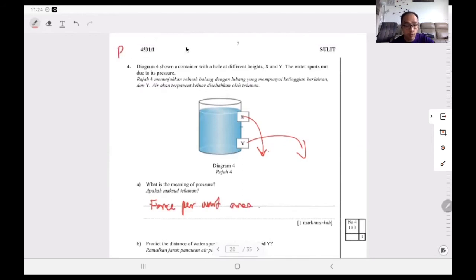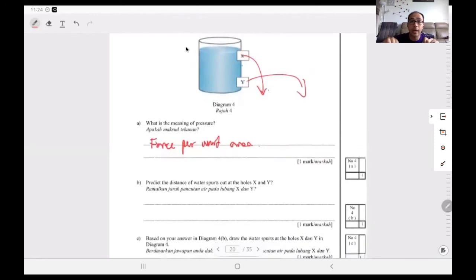What is this, Putrajaya? Yeah. Putrajaya question number 4. Force per unit area.